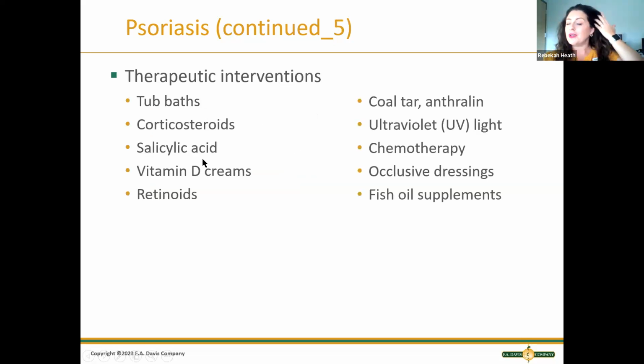And then what are we going to do to help treat the psoriasis? Well, giving baths, excuse me, in a bathtub, especially those oatmeal baths, can help. They might do steroids, salicylic acid, vitamin D creams, those can all help. There have been some studies that have shown UV light can actually help with psoriasis. When it's significant enough, sometimes even lower doses of chemotherapy.